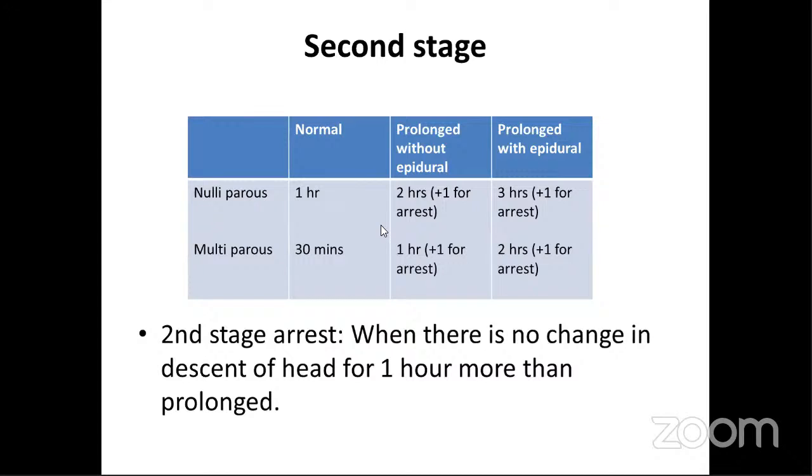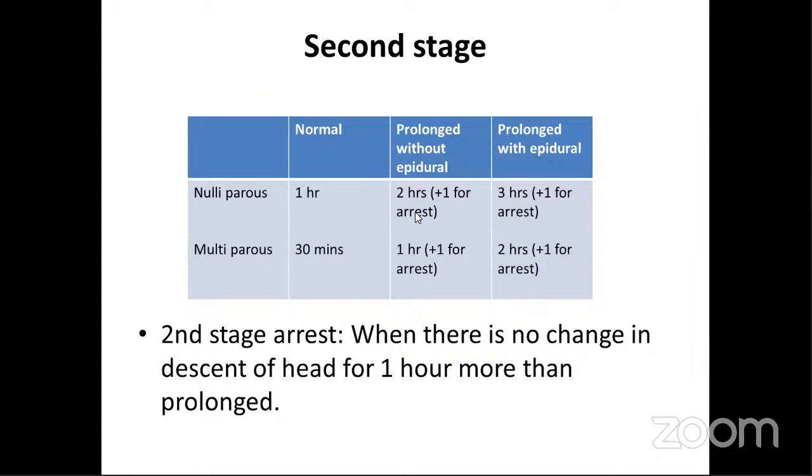Next, the duration of the second stage of labor is also very, very important. In nulliparous it's about 1 hour, and in multiparous it's about 30 minutes. But it can be considered normal up to 3 hours and 2 hours when an epidural is given, right? So if it is more than 3 hours in nulliparous, it is called prolonged even with epidural, and more than 2 hours in multiparous with epidural.